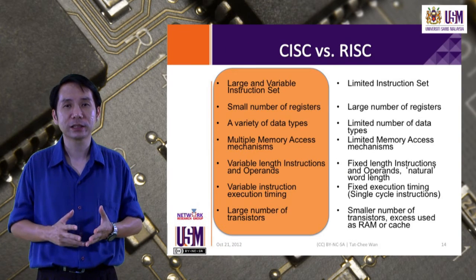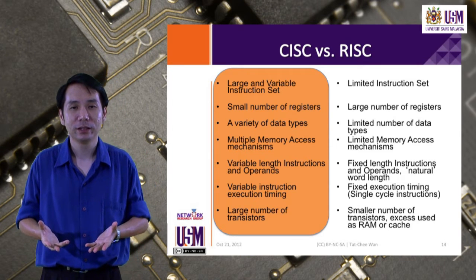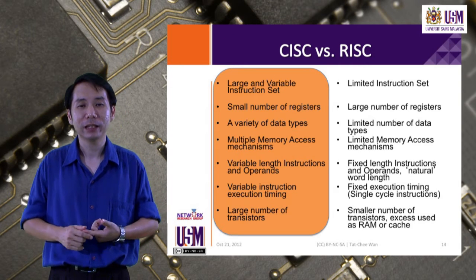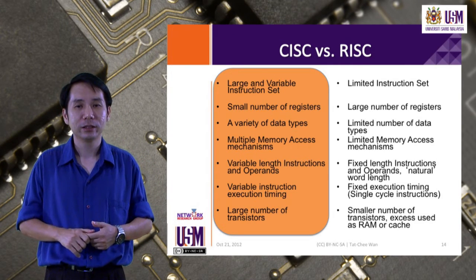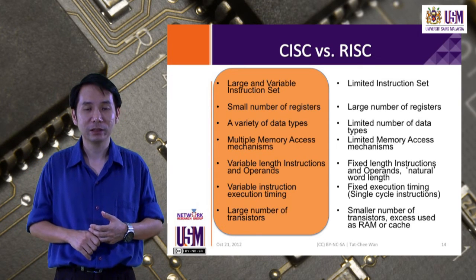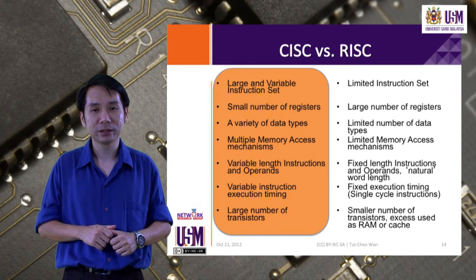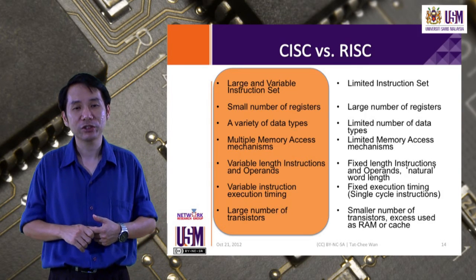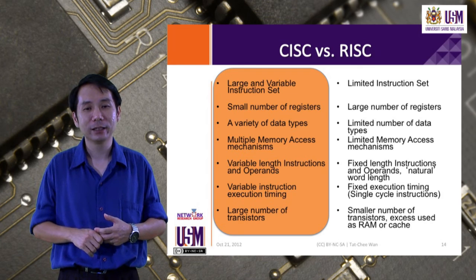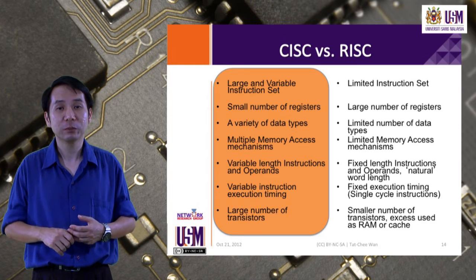Now, CISC versus RISC is something that has been debated over the past 20-30 years. But typically, a CISC processor or complex instruction set processor has large and variable instruction sets. They have a small number of registers, they have a variety of data types supported natively by the processor, they have multiple memory access mechanisms, they have variable length instructions and operands, they have variable instruction execution timing, and typically, in order to support all these features, they need a large number of transistors.